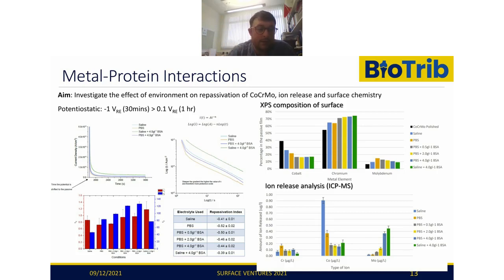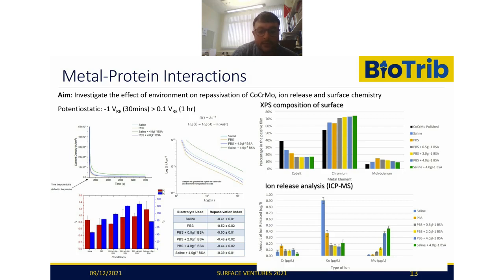But what we also see is you can manipulate these diagrams. We can fit them to different equations, and we can ultimately see that the integrity of the passive films is also decreased with the inclusion of these proteins. And we get films that are less compact, more porous than they would be without the presence of proteins. Now with XPS, we can see that the chemistry of these films varies, but more importantly, we can see that the ions released, through ICP analysis, vary as well.